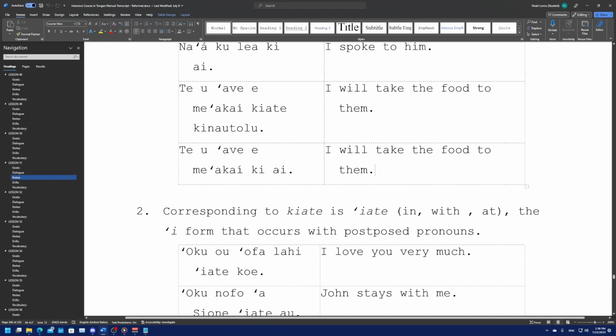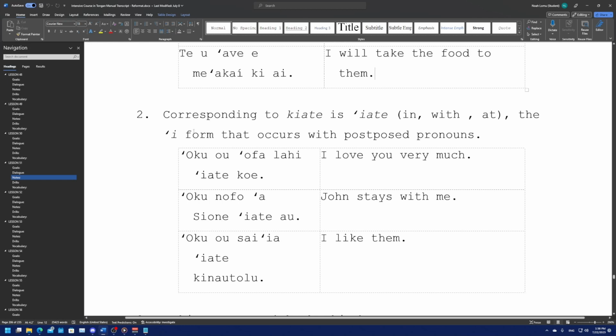It wouldn't make sense to replace koe or au, like yourself or someone else, with ai. So you only really see that with third person.